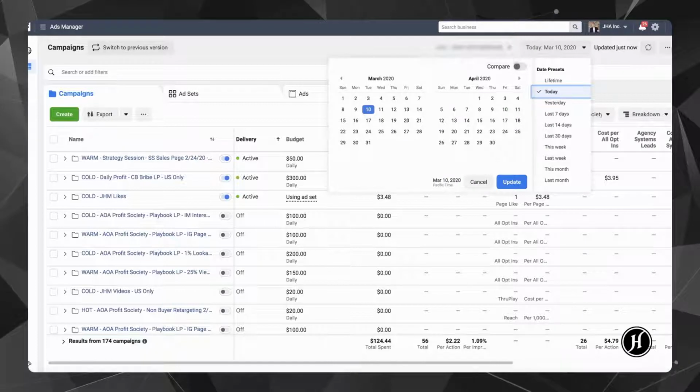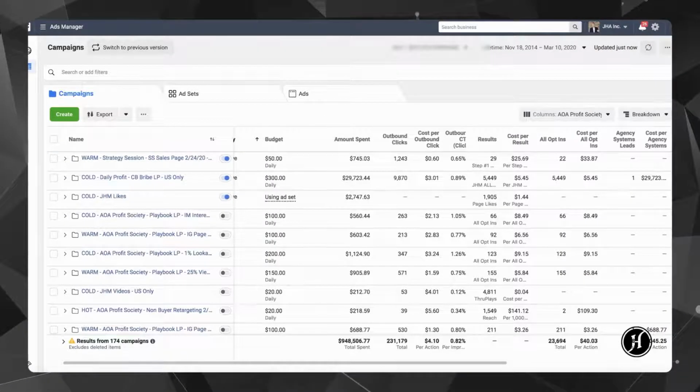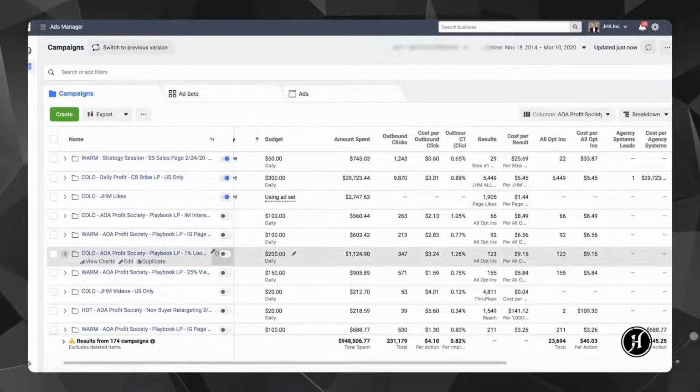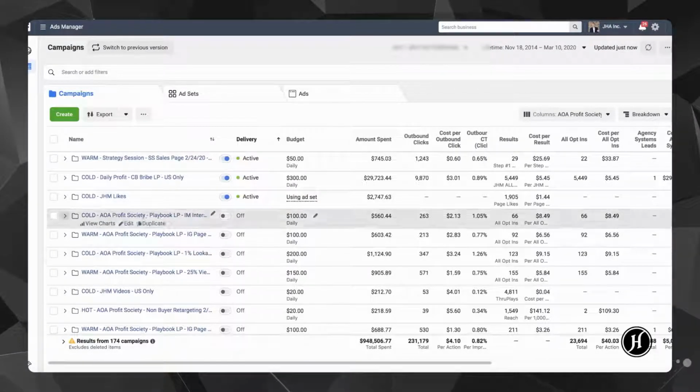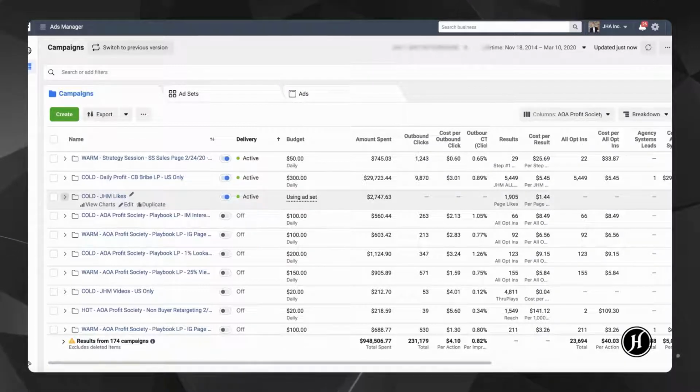What I'm going to do is pull this back to lifetime because one of the campaigns has been running for quite a while. So you can see here I've spent about $30,000 on this particular campaign. This is a proven campaign. It's been hitting my KPIs for me for a long period of time. I recently scaled it from $200 a day to $300. I had let it sit at $200 a day, I think, for like 100 days straight before I scaled it. This campaign literally has not been touched since I launched it.